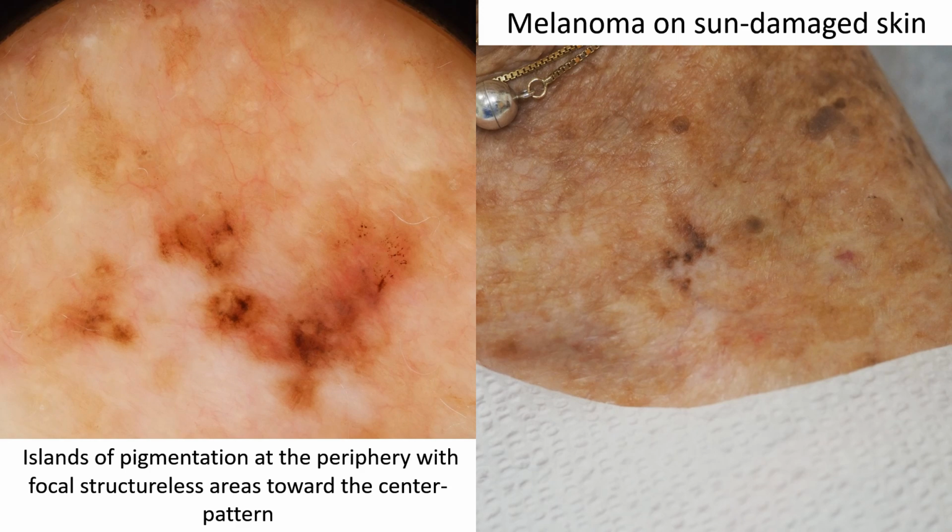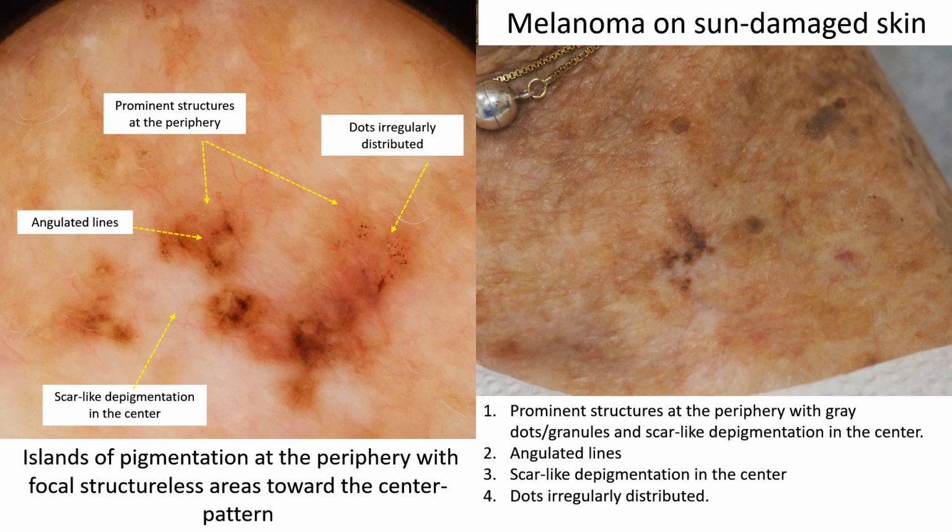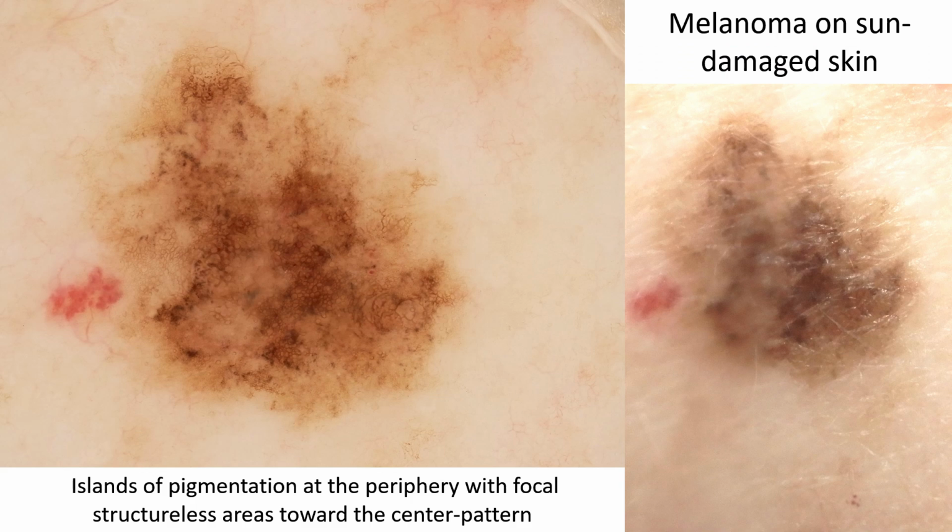The specific structures include dots irregularly distributed, some prominent structures at the periphery. Here we see some angulated lines which consist of gray dots and granules, as well as this depigmented area or scar-like depigmentation. In this example, the features are subtle.